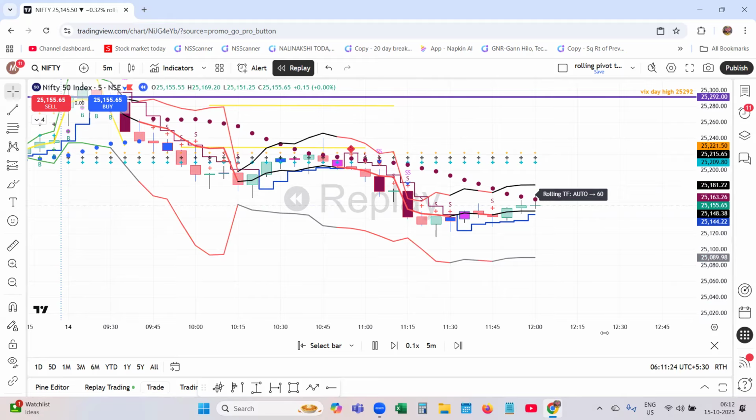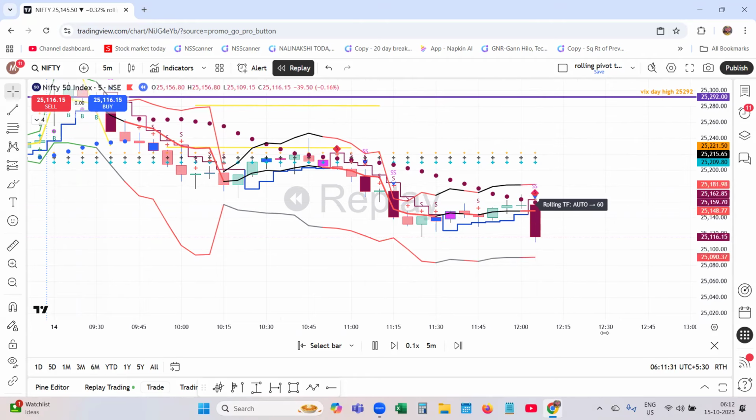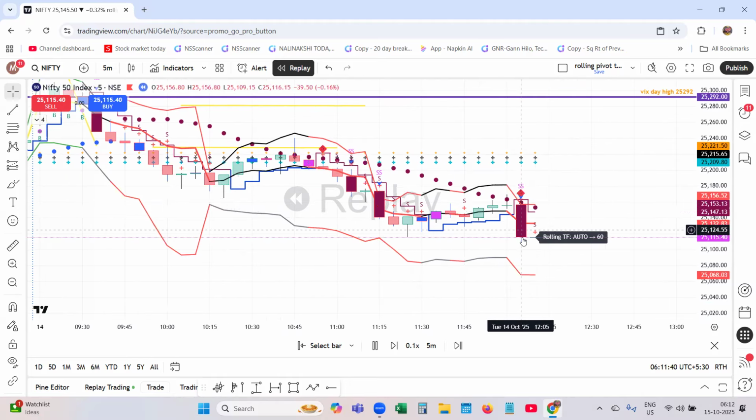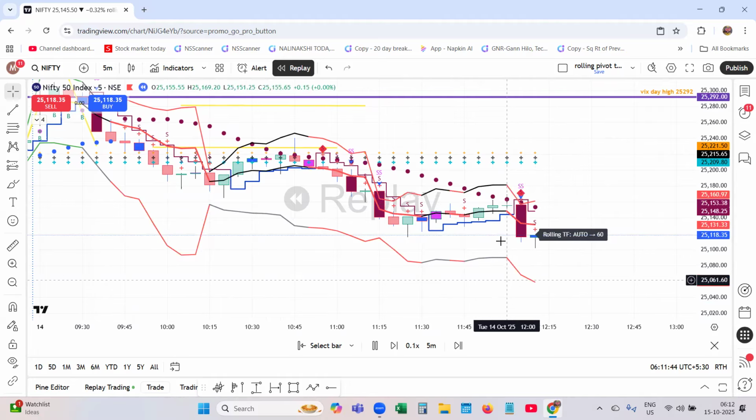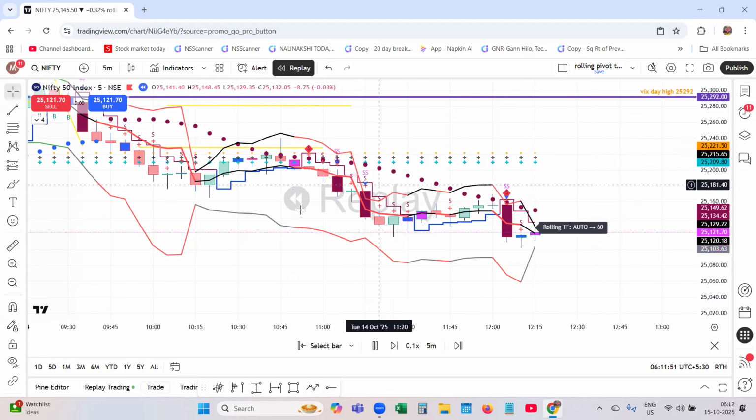See how the price is rejecting from the longer period Gann HiLo. It is a pullback. Okay? See the sell signal generated. Both the Gann HiLo turned magenta color, and the rolling pivot turned red. So the trend is intact. This is where the retailers make mistakes in these pullbacks.